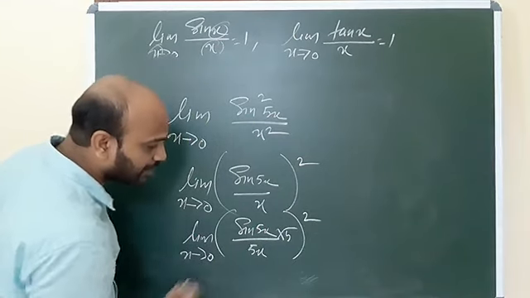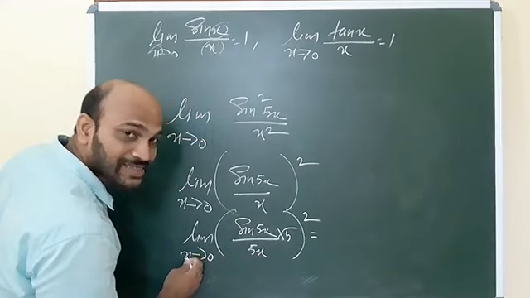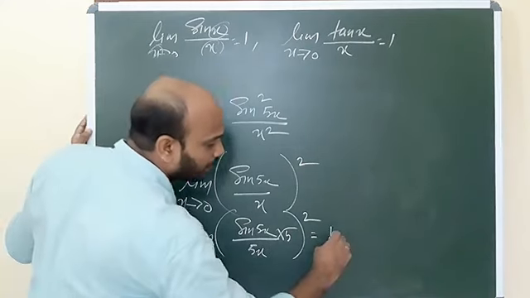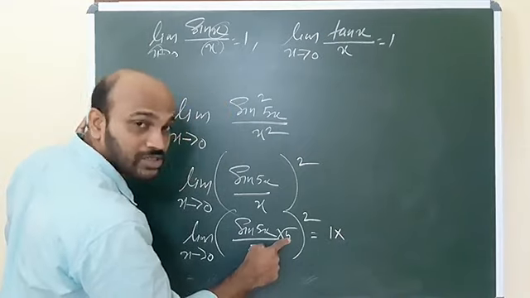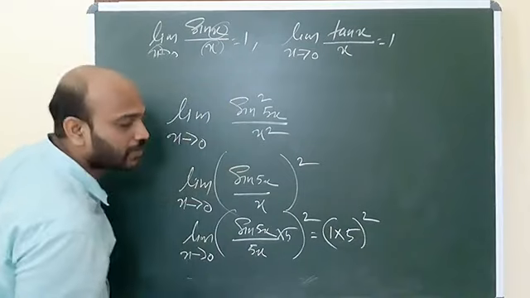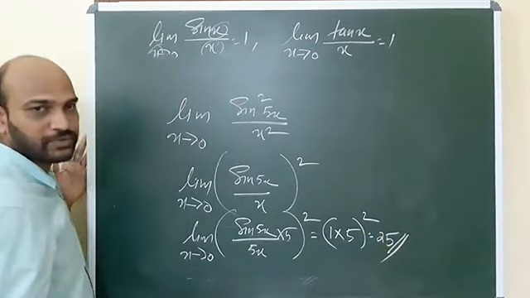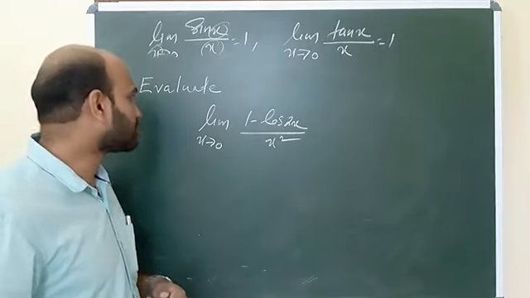Now we can apply the limit here. So sin 5x by 5x as x tends 0 will be equal to 1, into, it's a constant, 5. There will be a square here. So what about the answer? It will be equal to 25. Okay. Let us do another question.